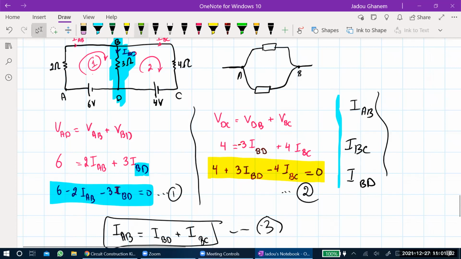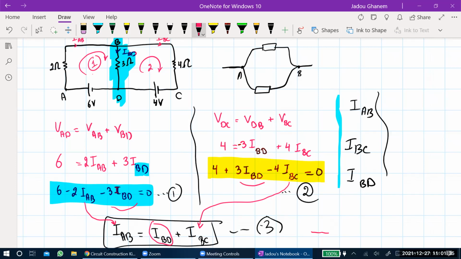How can I do that? Let's take a look directly in a simple way. If we just try to substitute, this is here IBD and here IBD, okay? And here we have IBD. So what I can do is take IBC from equation number 2 and substitute it here, and the answer will be in terms of IBD. Is that right? And the same for this equation, I can take IAB and substitute here, and it will be in terms of IBD.